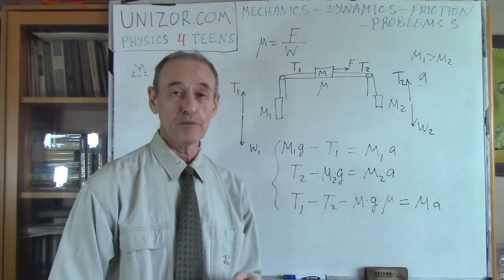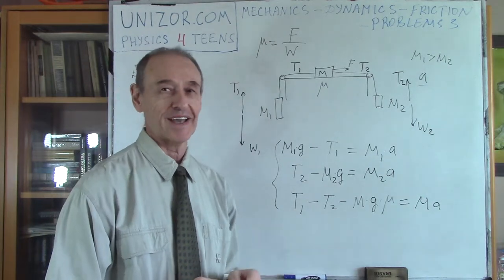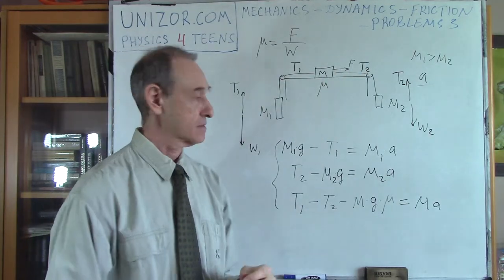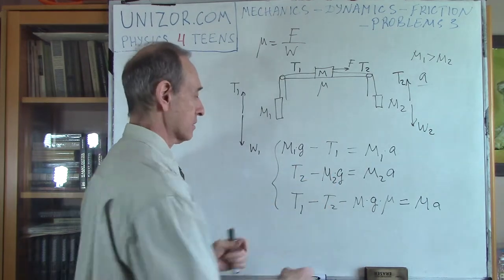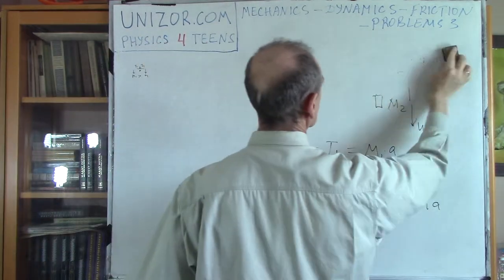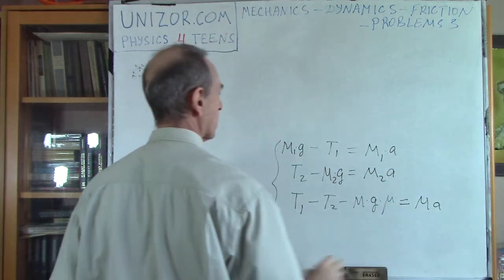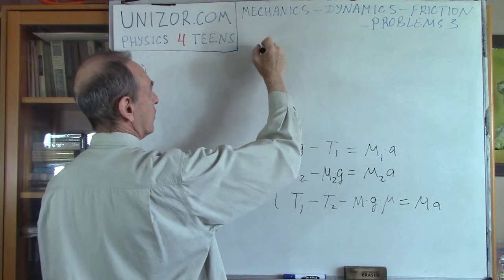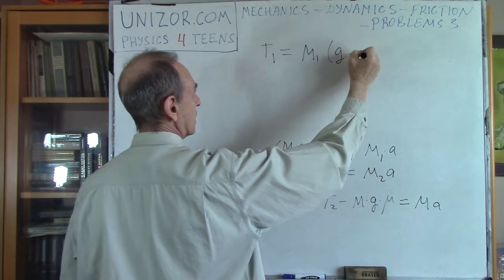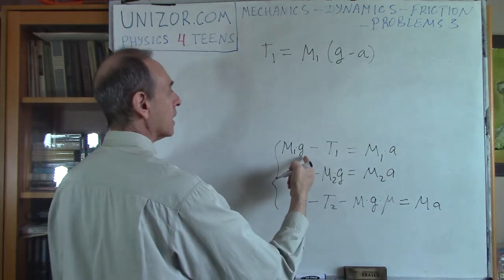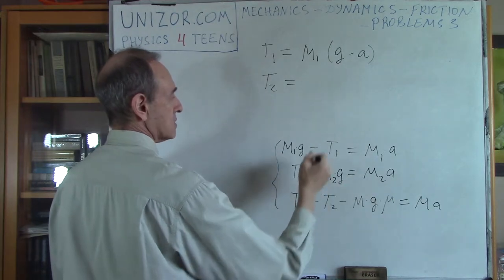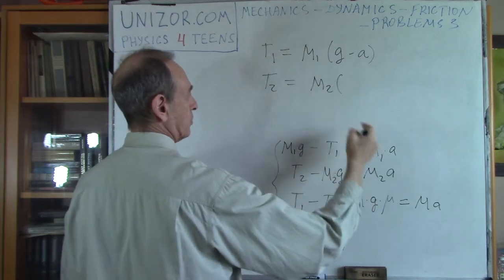Now, what do we have to determine in this problem? Well, it's mu, the coefficient of friction, and the tensions on both sides. So that's exactly what is unknown, and that's exactly what we can determine very easily. So let me just do this little exercise in solving the linear equations. These happen to be very easy. From the first equation, T1 is already basically determined. It's M1 times G minus A, right? M1A goes to the left, so that's what we have. T2 from the second one is equal to M2 times G plus A.